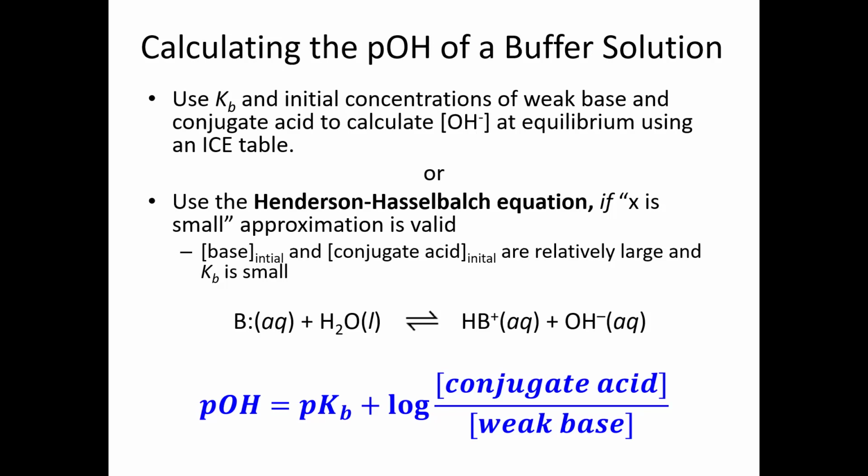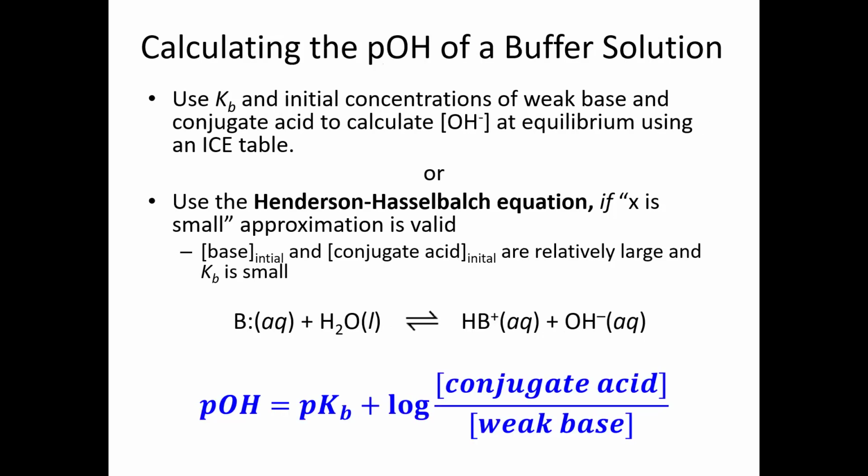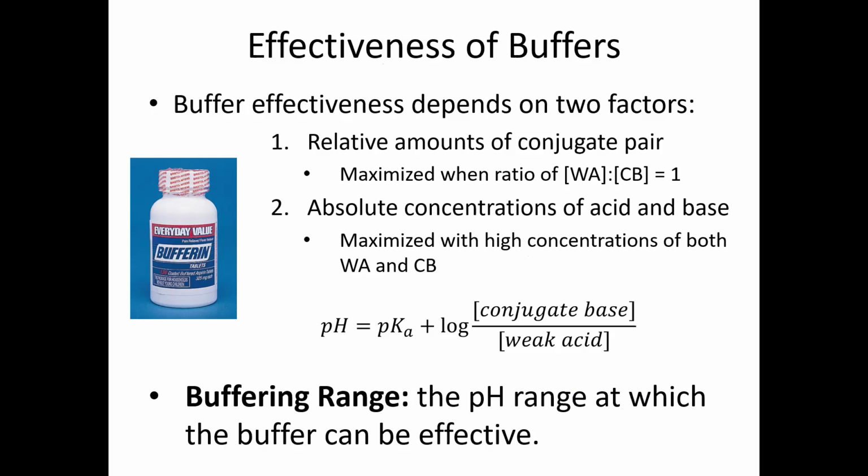But I want to take this equation, because we can use the Henderson-Hasselbalch equation to help tell us more about buffers and how buffers work. So we know we have these two versions: pH equals pKa plus the log of conjugate base over weak acid, or pOH equals pKb plus log conjugate acid over weak base. With these equations, we can talk about the effectiveness of buffers.